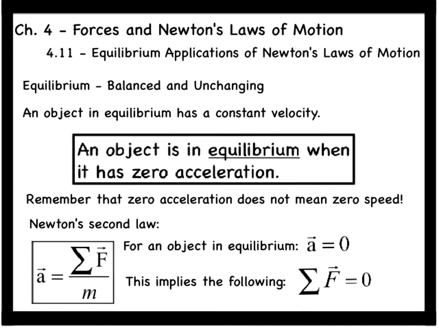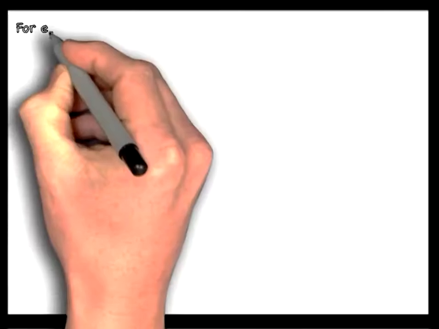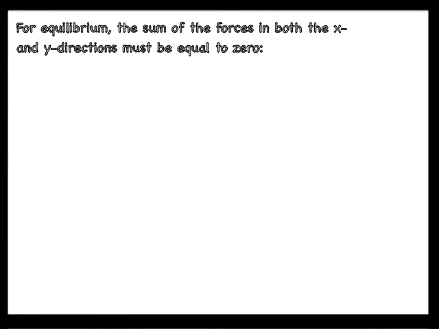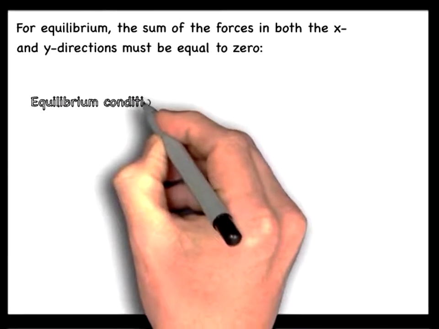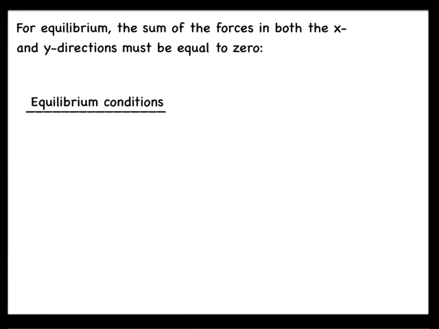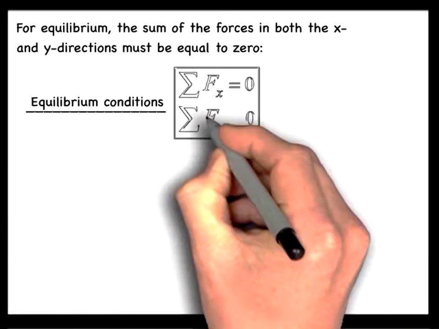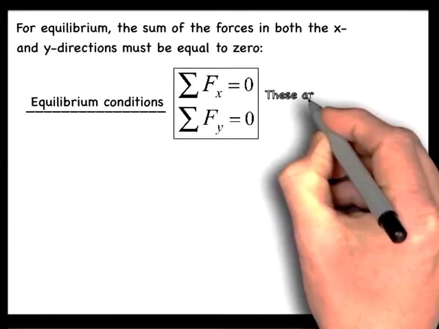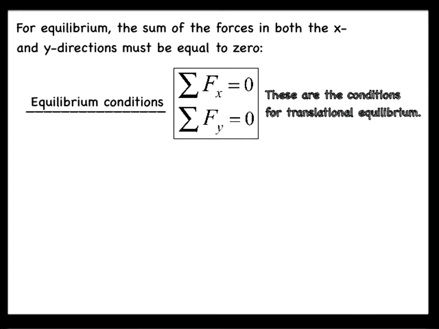The last relationship is a vector equation, which tells us the sum of the forces in both the x and y directions must be equal to zero. This allows us to write the equilibrium conditions in terms of the force components. We should note that these are the conditions for translational equilibrium. We are neglecting rotational motion, which we will study later on in the course.